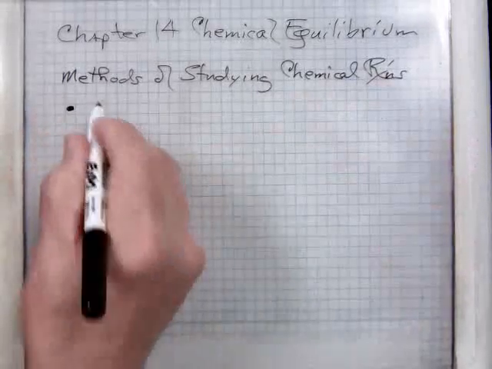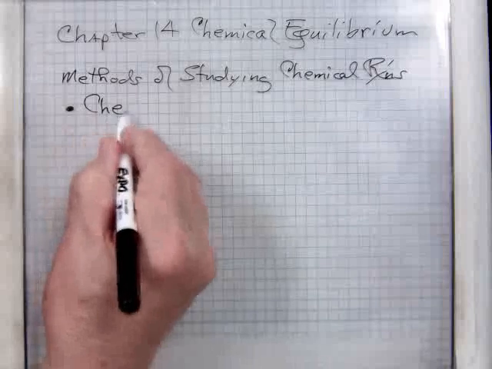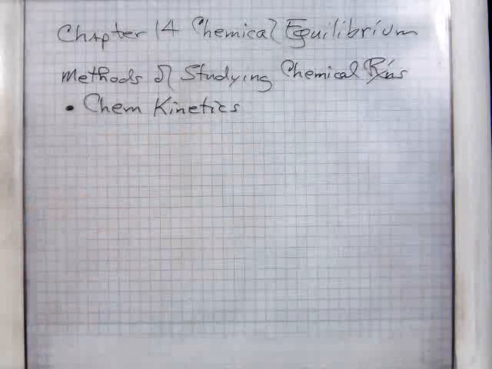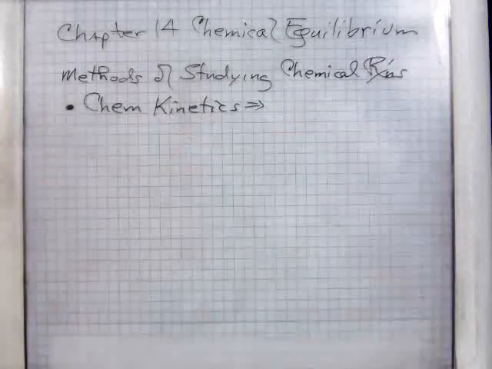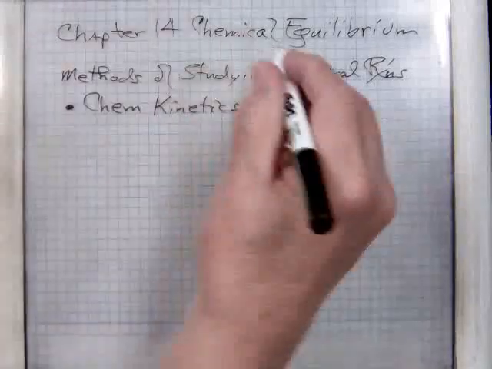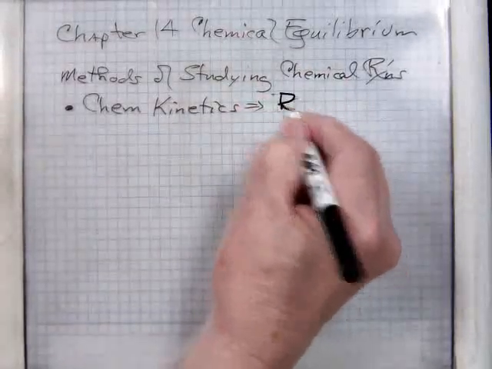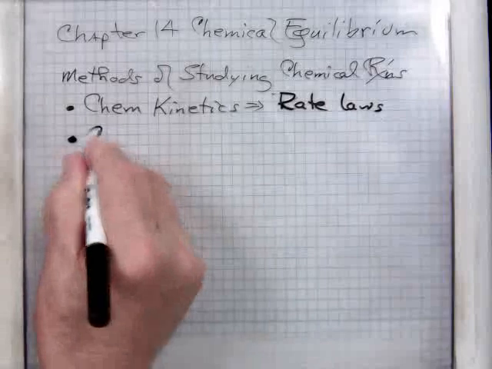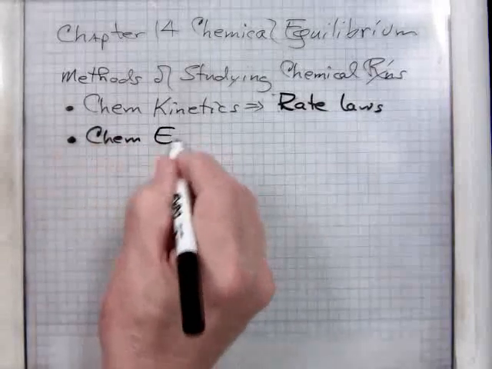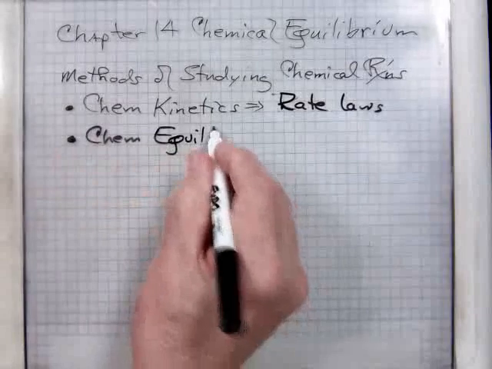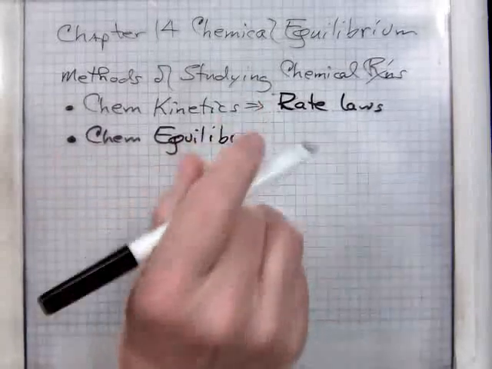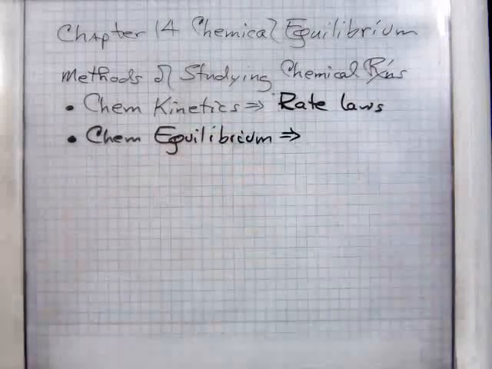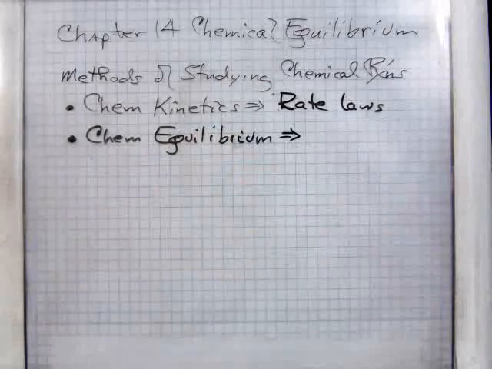and that includes kinetics or chemical kinetics that we've just finished, and these are all primarily in terms of rate laws. Now we're getting into chemical equilibrium. And this is referred to as extent of reaction.